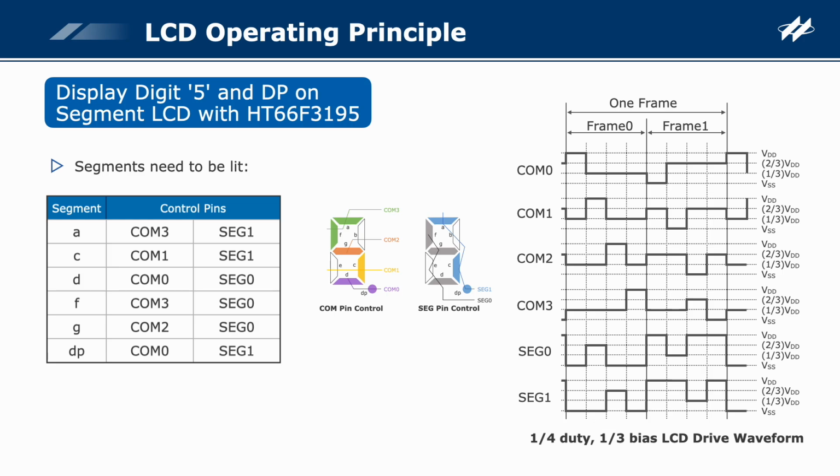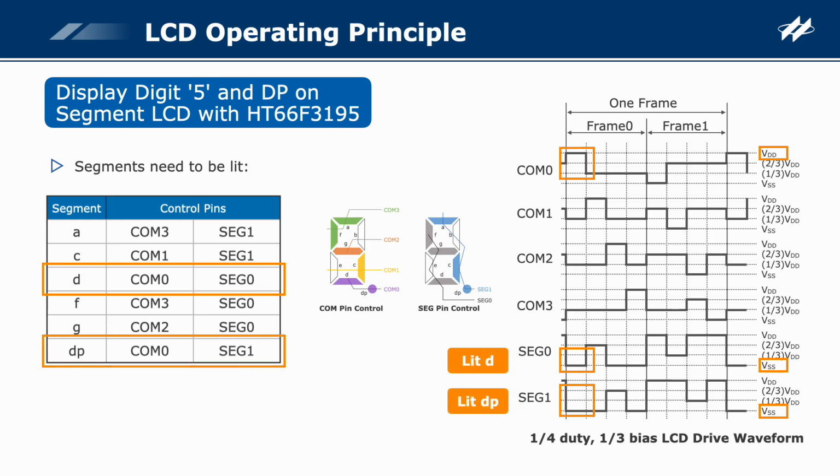During the first time period of frame 0, COM 0 is selected and outputs VDD, while SEG 0 and SEG 1 output VSS. The voltage difference between COM 0 and both SEG 0 and SEG 1 is therefore the VDD level. So the corresponding segments D and DP are illuminated.